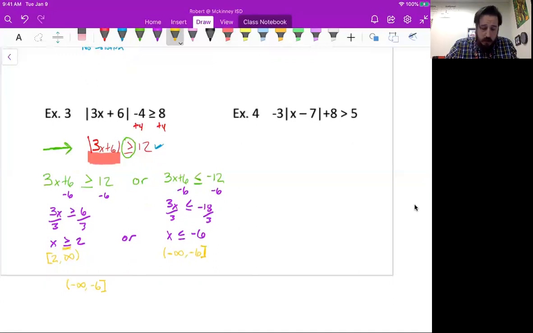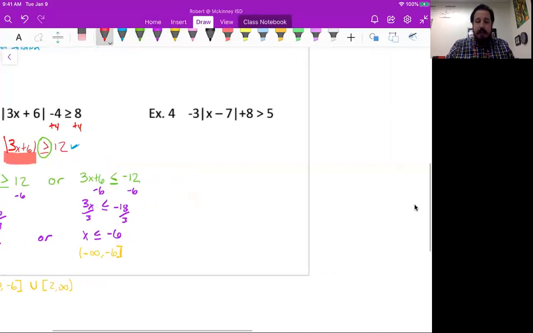So I go low number to high number, so negative infinity to negative 6. Or, when we use that, it's the union when we're talking in interval notation. I have my other one, 2 to infinity. So there we have our solution for this problem.